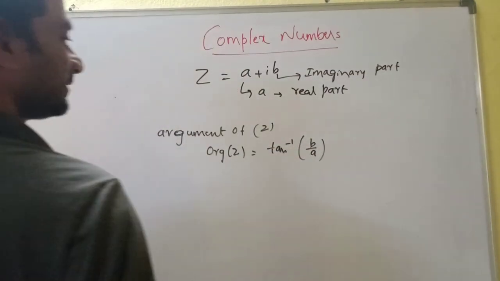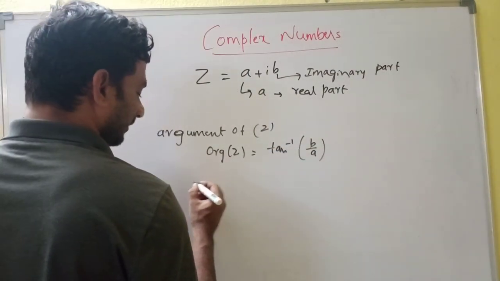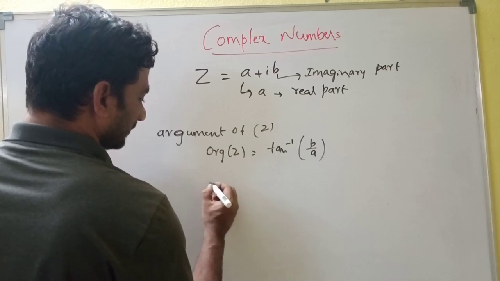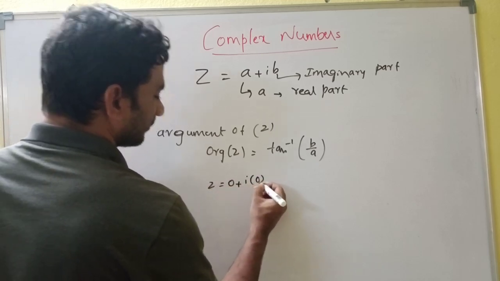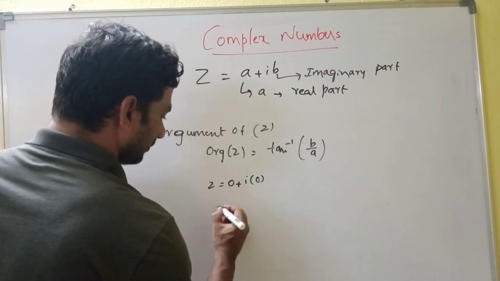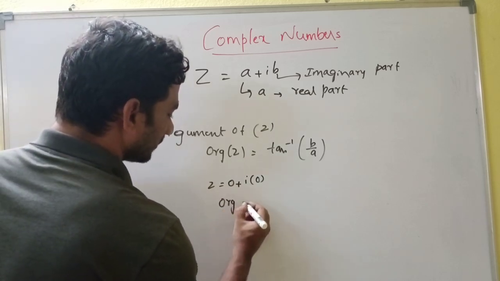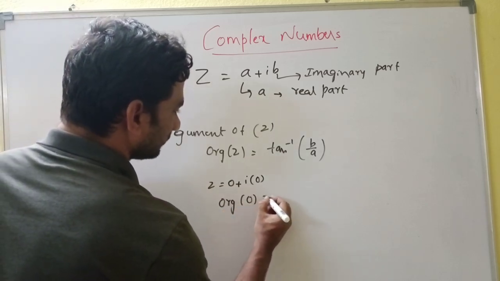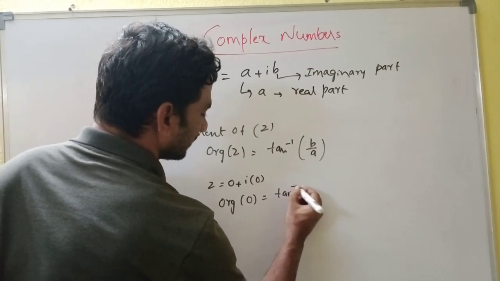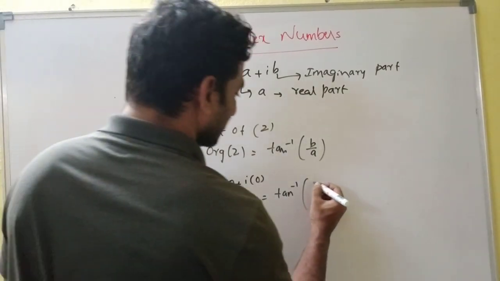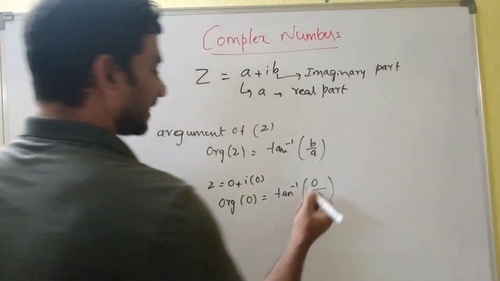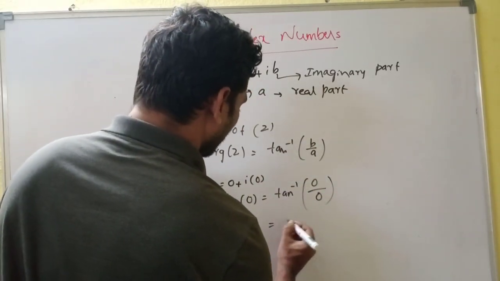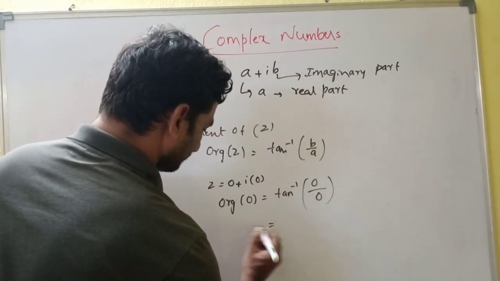So let's take the example of 0. How can we write 0 in complex form? z equals 0 plus i into 0. So what is the argument of 0? The argument of 0 equals tan inverse of b by a. Here b is 0 and a is 0. So what is 0 by 0? It is undefined. So the argument of 0 is undefined.